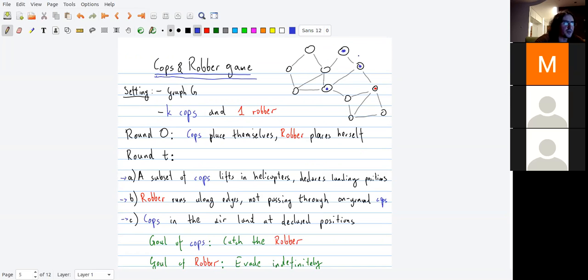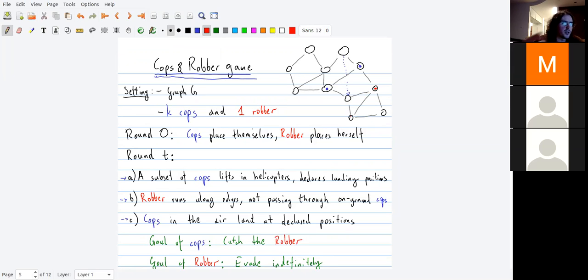First of all, some cops decide to move. Yes, some cops will stay on the ground, some cops will move. And a move of a cop means that a cop decides, I will move, for example, to this vertex. He declares where he will land. So he lives in a helicopter, flies, and will during this round fly to this vertex and land there at the end. So at this point, when some subset of cops is lifting off in helicopters, they are not on the ground. So when they are in the air, the robber can move, and the robber can run along the edges of the graph.